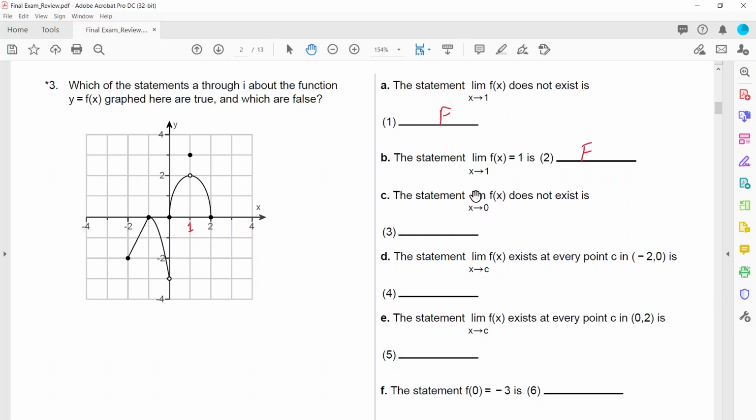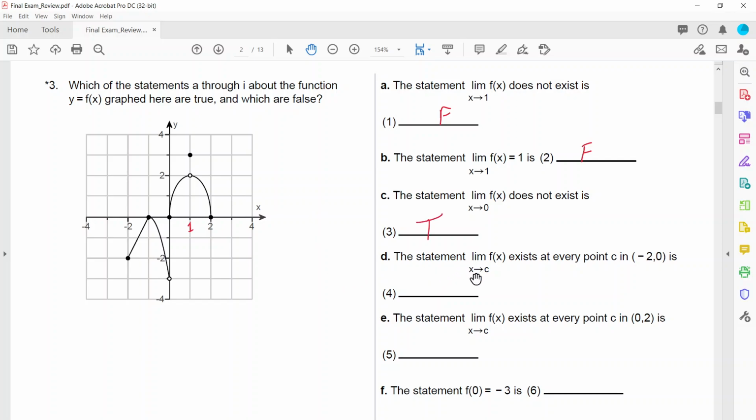The statement: the limit of this function when x approaches 0 does not exist. So look here, when x approaches 0 from the left, the graph is approaching -3, but from the right the graph is approaching 0, so that means the left-hand limit and right-hand limit are not the same. So this is true.